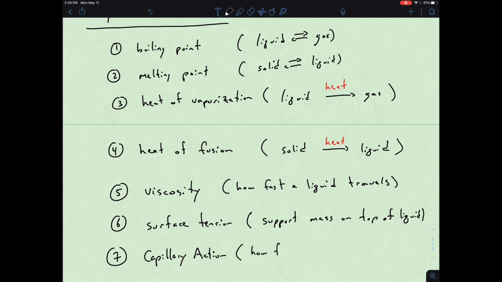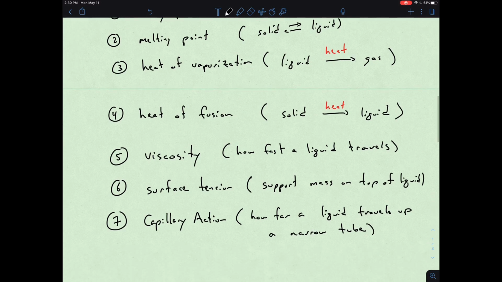This is how far a liquid travels up a narrow tube. A lot of blood work: you get blood work taken, and use a capillary tube to collect the blood. Same idea.